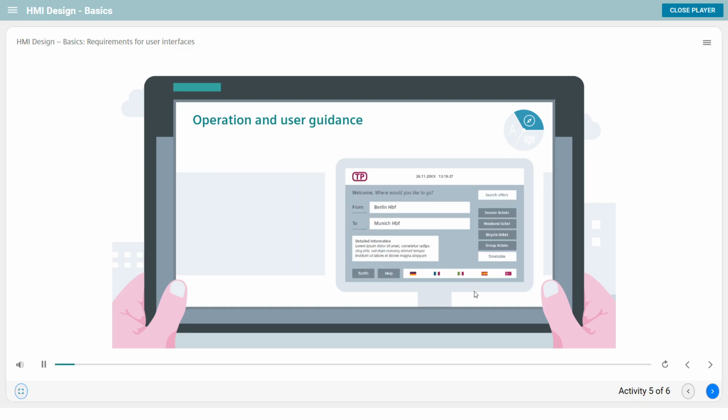Usability, also called user-friendliness and user guidance, is essential for designing the optimal user interface. Let's take a look at an example of an everyday purchase. To achieve user-friendliness and user guidance, a user interface needs to work quickly. Operating procedures shouldn't be prolonged.